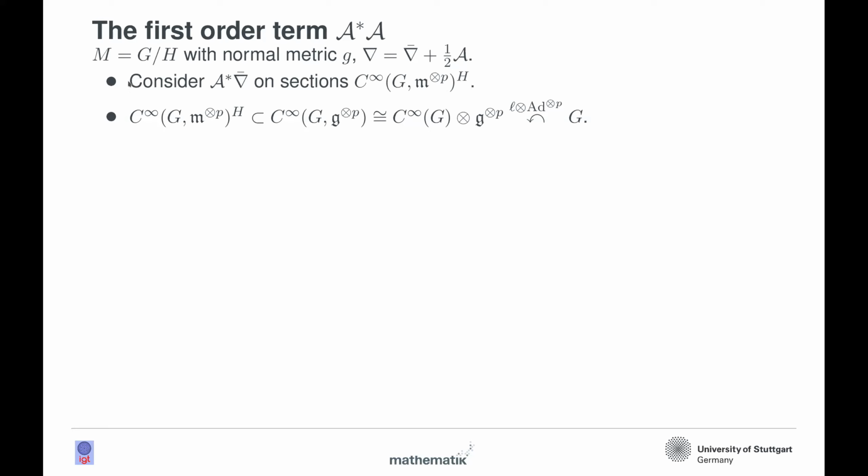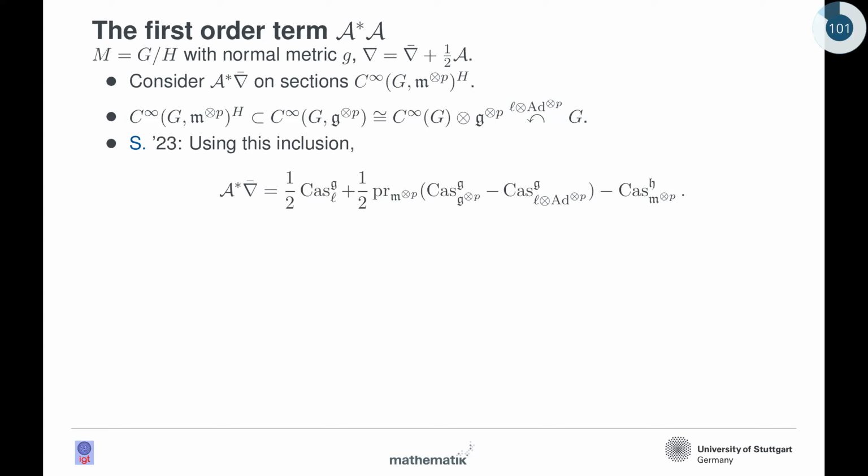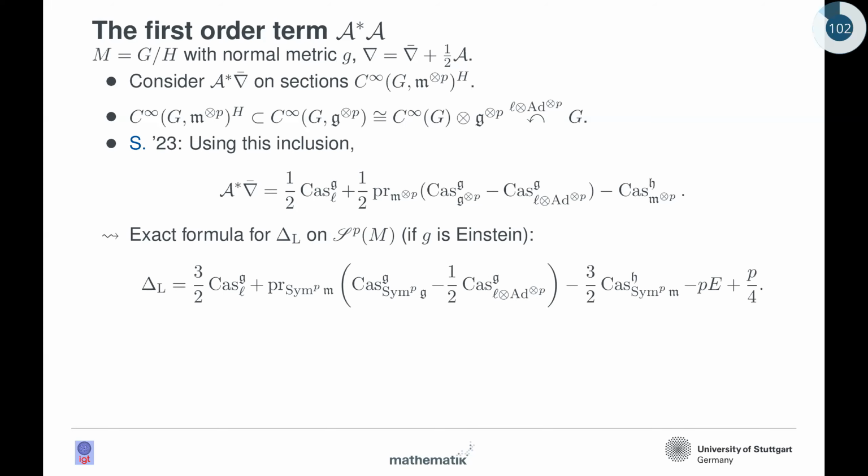If we look at this space, C infinity of G and so on, if we forget the H invariance, if we embed the image into the tensor power of g, then we get another G module where G acts with the left regular representation on the first factor and with some power of the adjoint action on the second factor. And we can utilize this as before. We can write a formula that's even more involved. I'm not going to explain the individual terms here, but it's just so you see that it's possible.